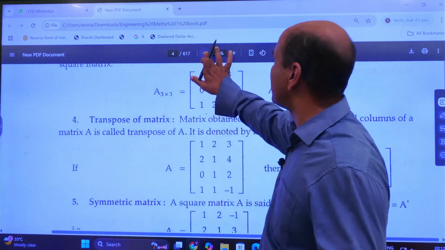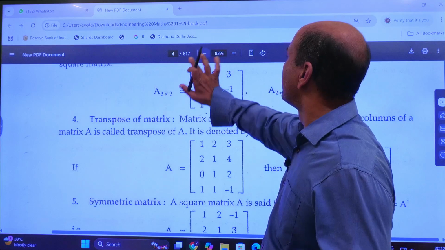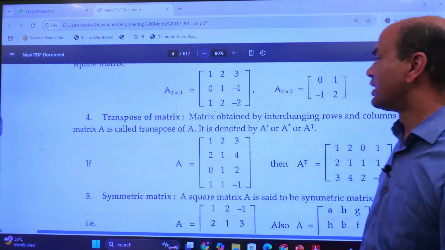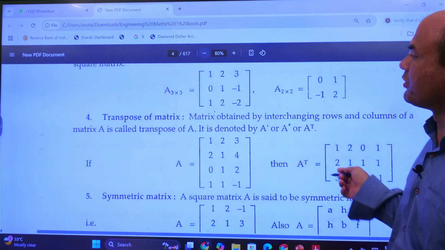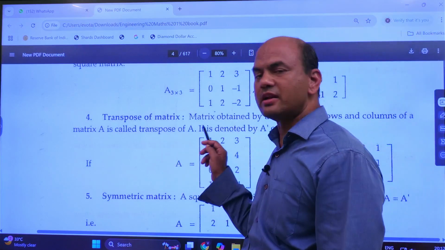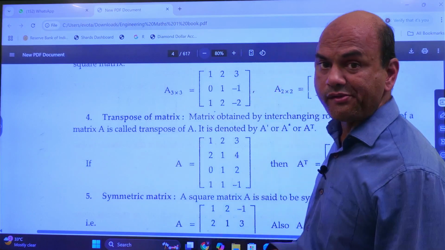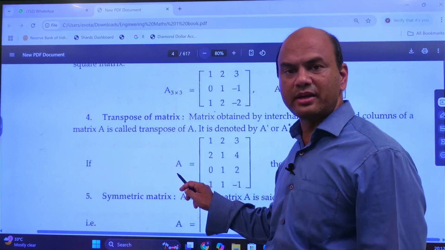Next, transpose. Now focus on these terms. Now these are difficult terms coming up. Transpose. What is transpose? The matrix obtained by interchanging rows and columns of a matrix A is called the transpose of the matrix. Interchanging rows and columns. What do you mean by this? See this. A is a matrix.